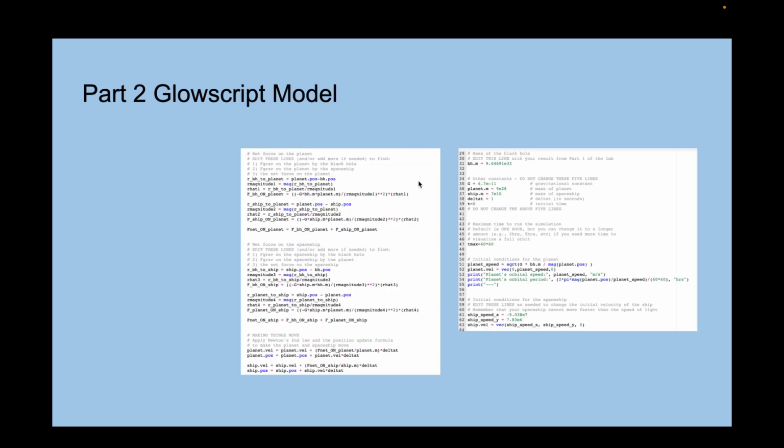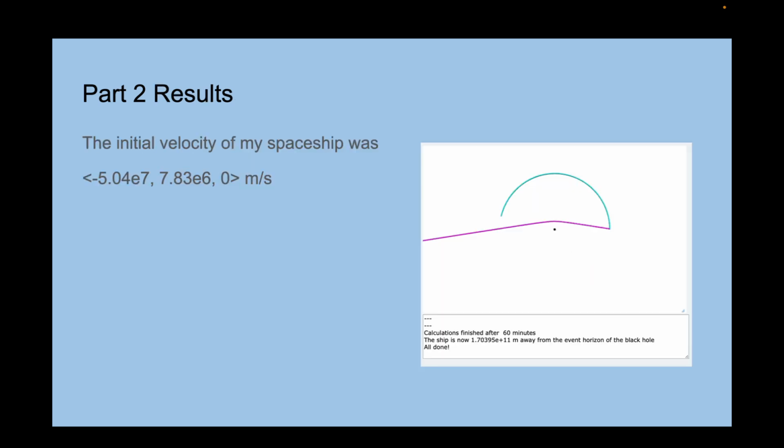So here's my GlowScript model for part 2. Here are all of my variables that I had to calculate, like planet velocity and position, ship velocity, and then the radius between planet and ship, planet and black hole. And then here are my other calculations, so my ship speed. And then here are my results for part 2.